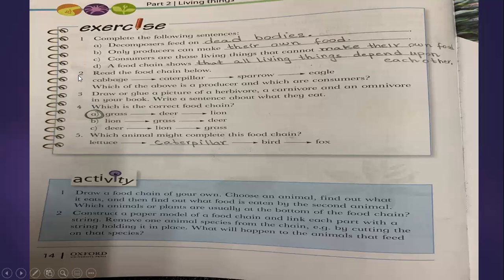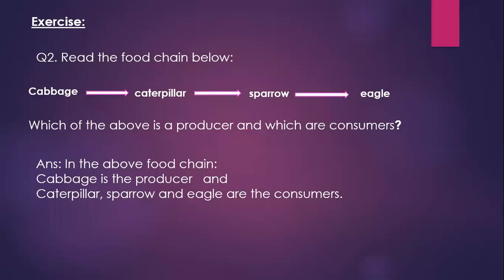Now, this question number 2, move forward. Here is the question number 4. Question number 2, read the food chain below. Cabbage, caterpillar, sparrow, eagle. The 4 members of food chain. First is cabbage, means vegetable. Caterpillar, insect. Sparrow, bird. Eagle, also a type of bird. And what they are asking, which of the above is a producer and which are consumer?